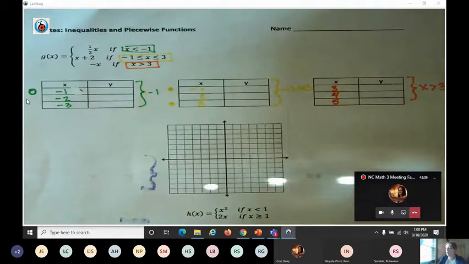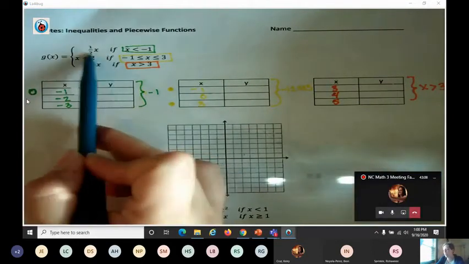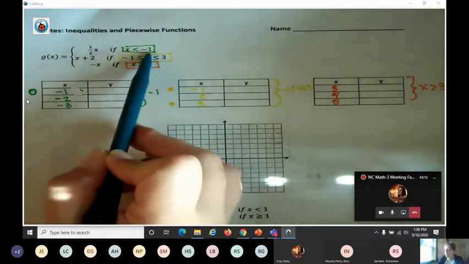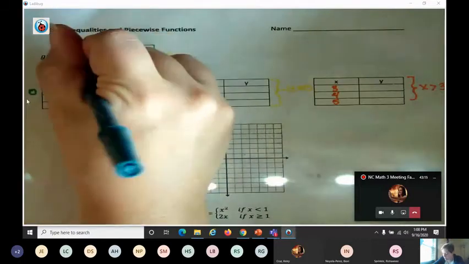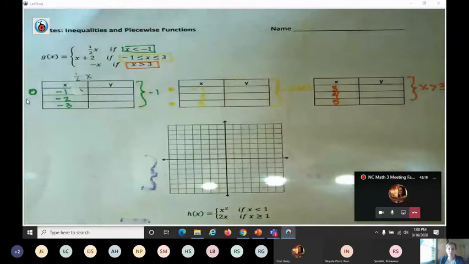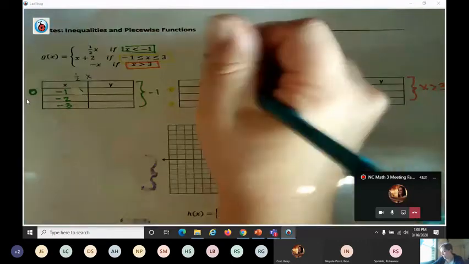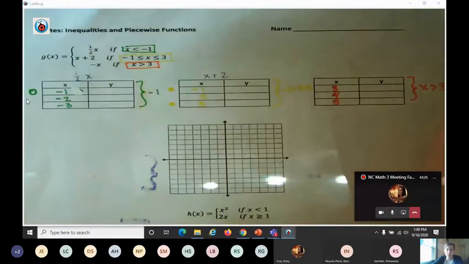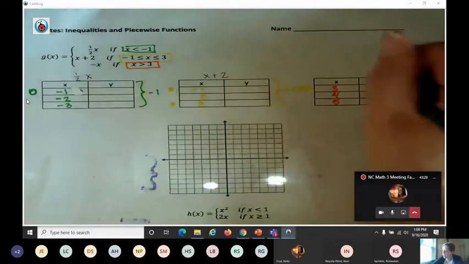Okay, now I want to associate each equation with the correct function, or with the correct inequality. So with this green one, I should have the equation 1/2 x. With the yellow, I should have x plus 2. And with the orange, I should have -x.